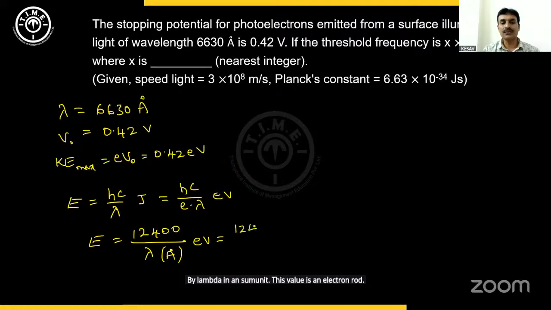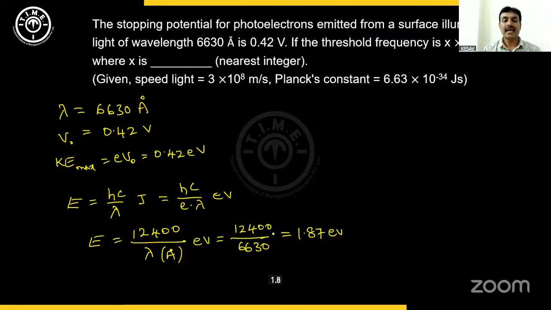Now 12,400 divided by wavelength 6630. Upon simplification, you'll get it as 1.87 electron volt. 1.87 electron volt is the energy of the incident radiation, and its maximum kinetic energy is 0.42 electron volt. Then what is the threshold frequency?